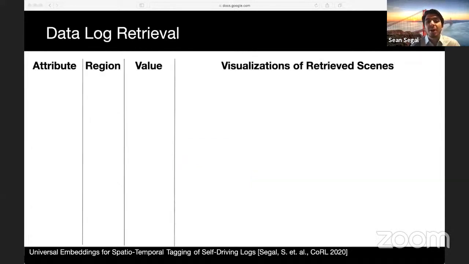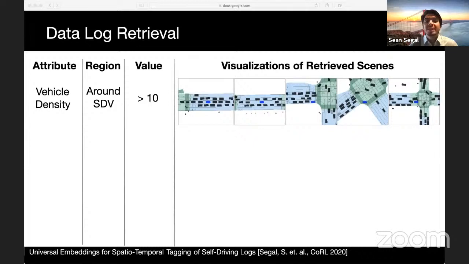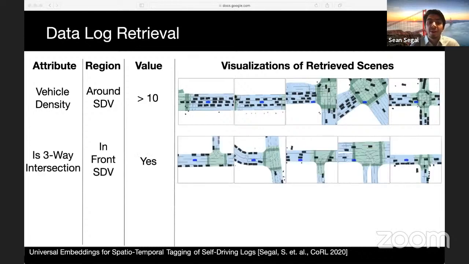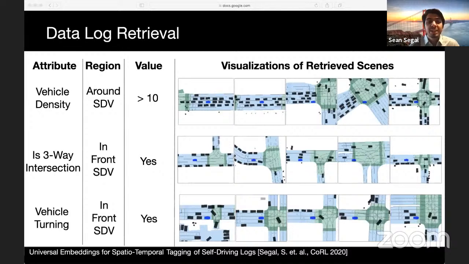We also evaluate our model in the retrieval setting, returning logs with a desired tag value. For example, in the first row, we show scenes tagged with vehicle density greater than 10 around the SDV. In the second row, we show scenes tagged with a three-way intersection in front of the SDV. Finally, in the last row, we show scenes where there is a vehicle tagged as turning in front of the SDV.